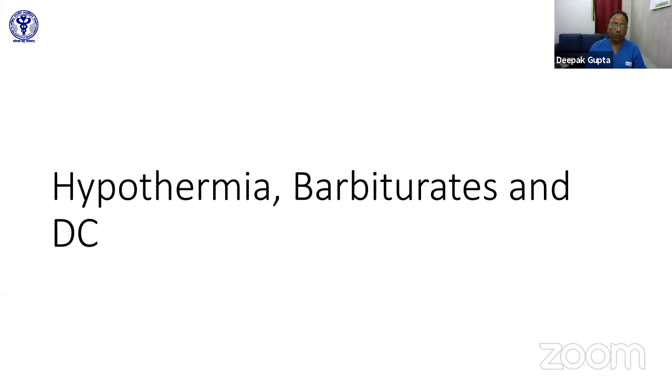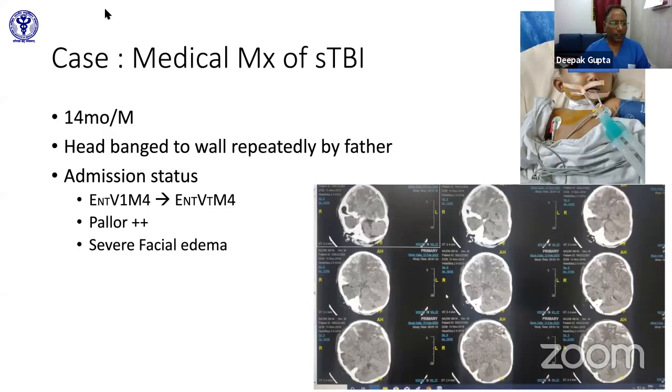So I would touch upon hypothermia, barbiturates, and decompressive craniectomy a little bit due to the paucity of time. Well, this case was a 14-year-old child who was brought to us with history of repeated head banging to the wall by the father, and his GCS was 6, and he had severe pallor and severe facial edema. This is how the CT scan of the child looked, which was pretty bad, I would say.